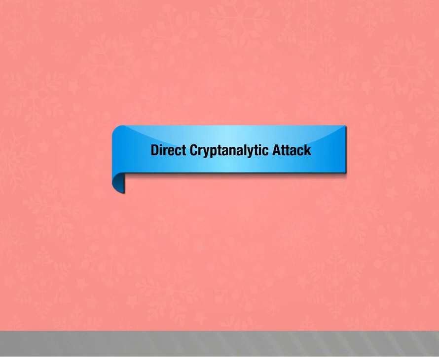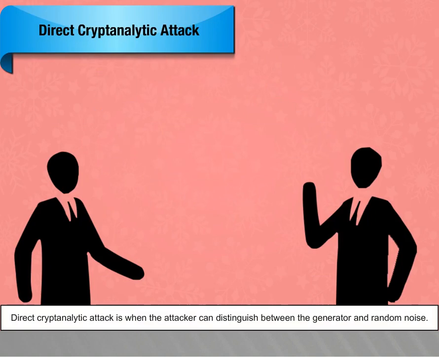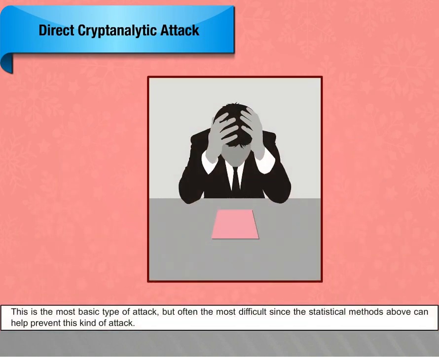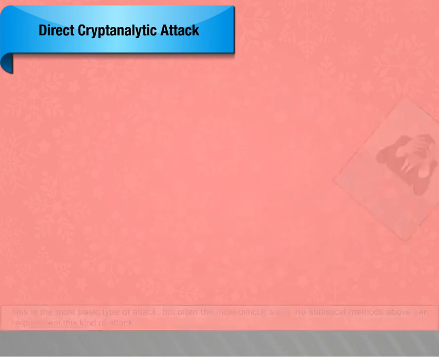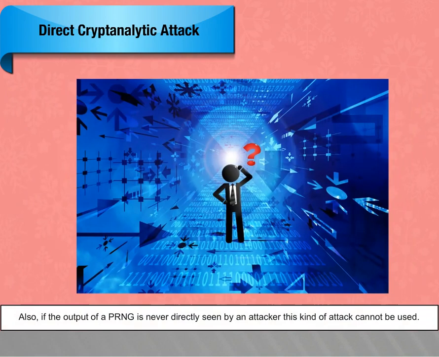Direct cryptanalytic attack. A direct cryptanalytic attack is when the attacker can distinguish between the generator and random noise. This is the most basic type of attack, but often the most difficult since the statistical methods above can help prevent this kind of attack. Also, if the output of a PRNG is never directly seen by an attacker, this kind of attack cannot be used.